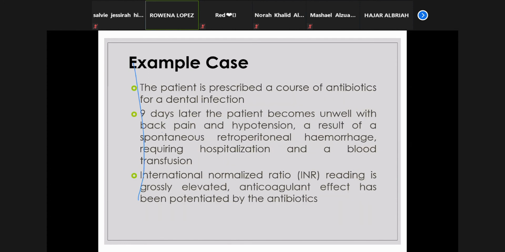So the patient is prescribed a course of antibiotics for a dental infection. 9 days later, the patient becomes unwell with back pain and hypotension, a result of a spontaneous retroperitoneal hemorrhage requiring hospitalization and a blood transfusion. The International Normalized Ratio, or INR reading, is grossly elevated. The anticoagulant effect has been potentiated by the antibiotics. So you have to be very careful with your anticoagulant plus the antibiotic.